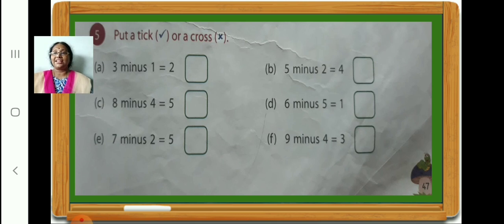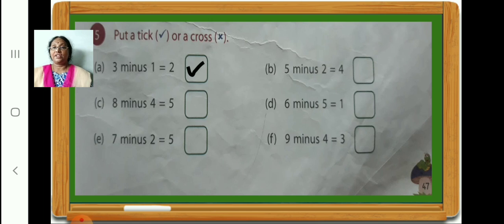Put a tick or a cross. Ready, children? Let us do A. 3 minus 1 is equal to 2. Children, is it correct or wrong? Yes, it is correct. So, therefore, let us put a tick.